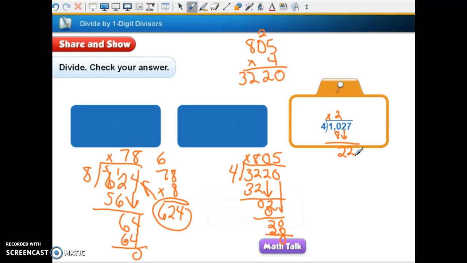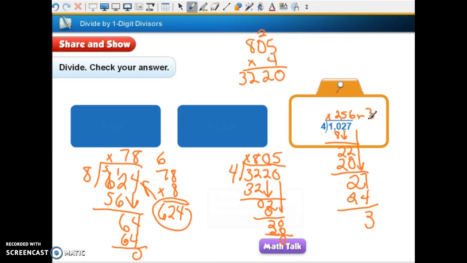Can 22 be divided among 4 groups? Yes. How many times? 5, and that is what? 20. We're going to put a 2, and we're going to bring down our 7. Can 27 be divided among 4 groups? Yes. How many times? 6, which is? 24. When we subtract, we have 3 left over. So we have remainder 3.